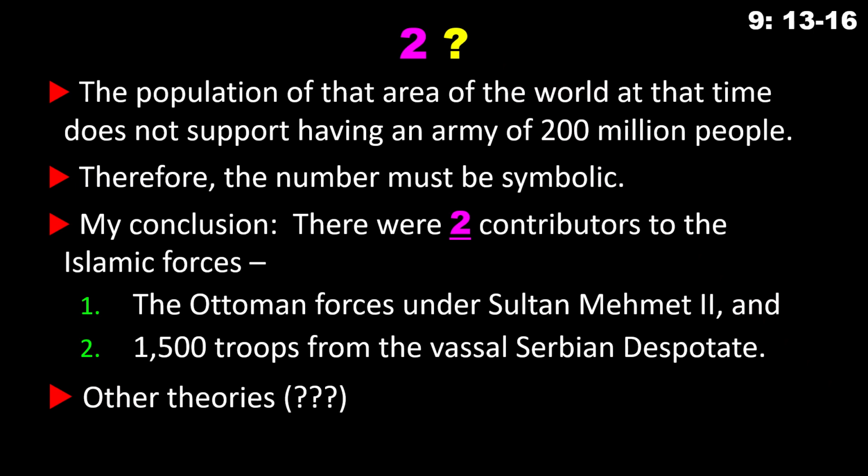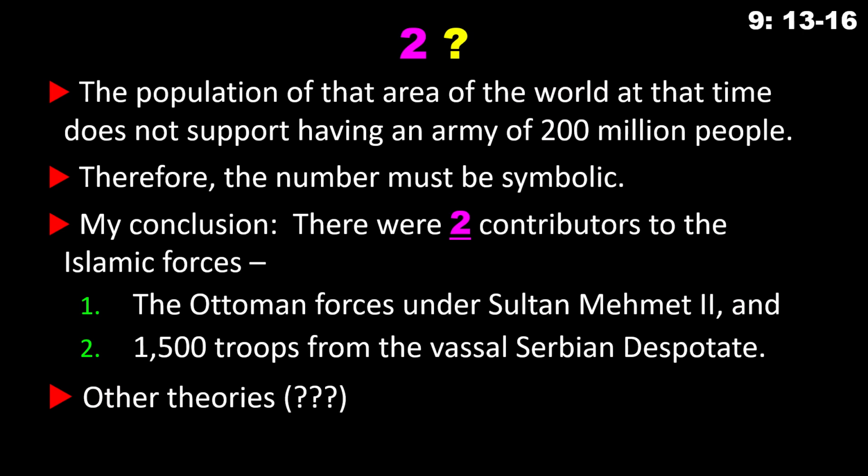First, it should be noted that the population of that area of the world at that time does not support having an army of 200 million people, even if you combine the armies of both sides. But this verse specifically mentions the army of the horsemen. That would indicate the Ottoman army under Sultan Mehmet II. Therefore, the number must be symbolic, not to be taken literally.